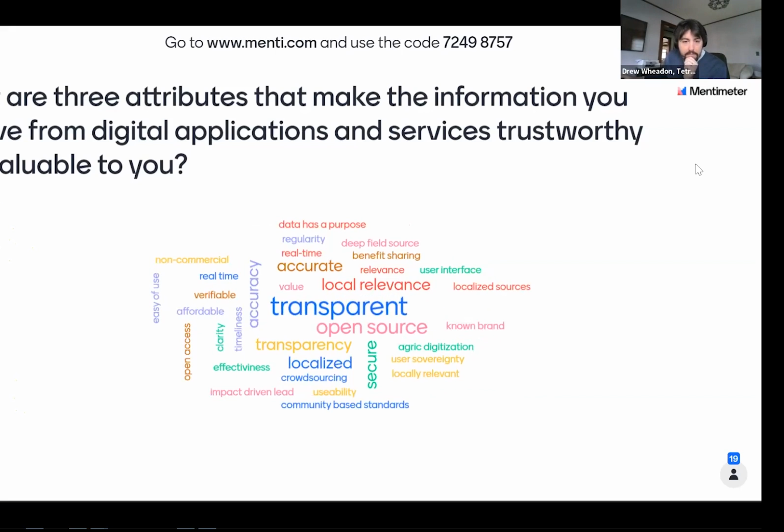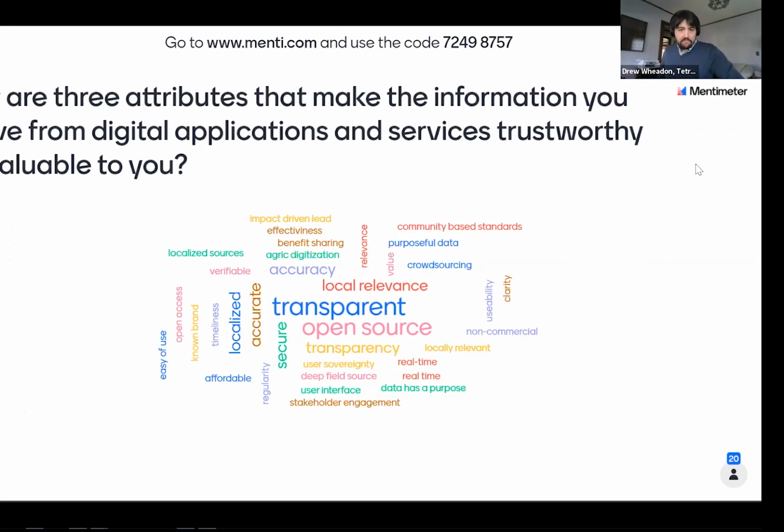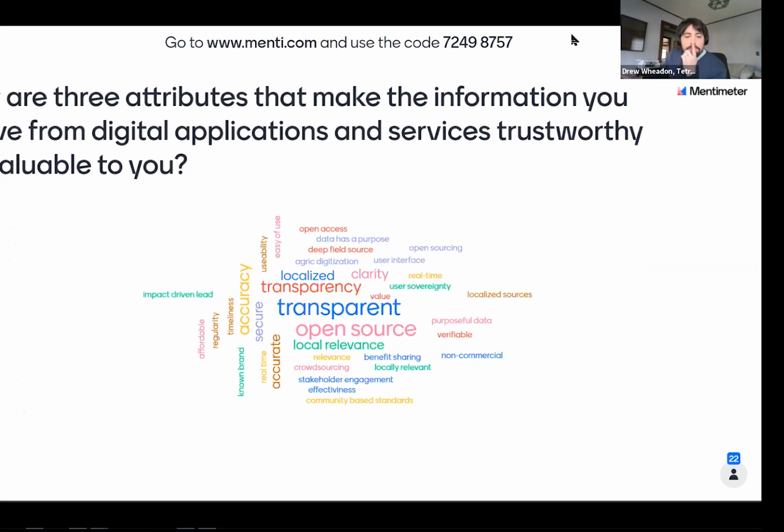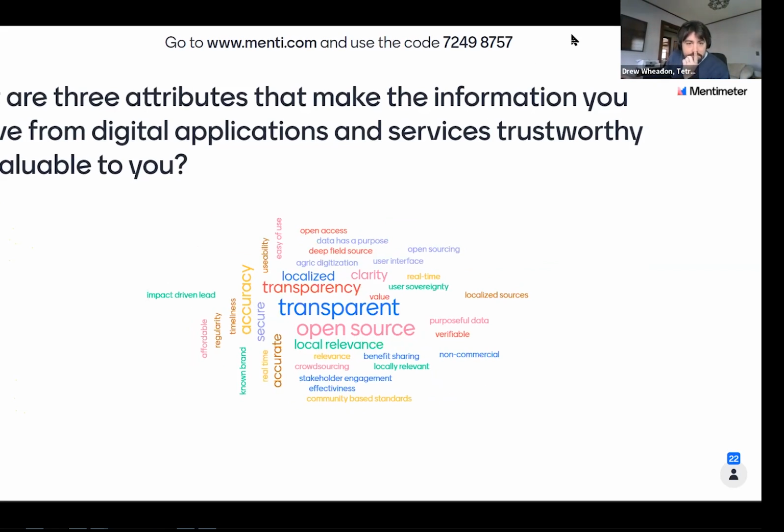Okay, we'll leave this up for 30 more seconds. Accuracy, okay, got some similar terms. All right, very good. I think this is looking great. Thank you everyone for your thoughts and your participation on that.